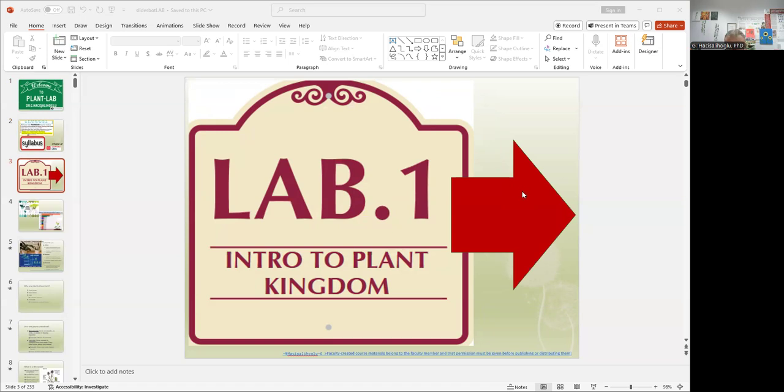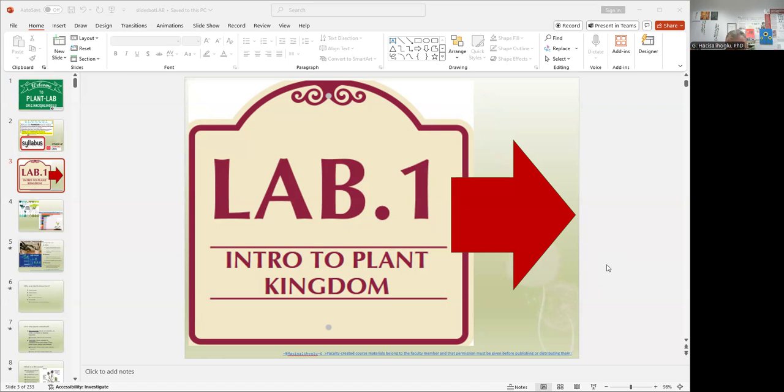in this lab. Always remember, this is an anatomy lab. That means it requires microscopy, drawing, and also labeling your drawings.